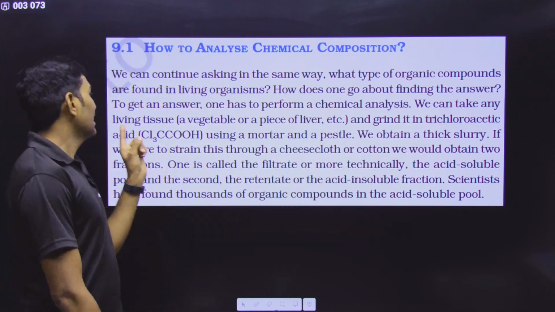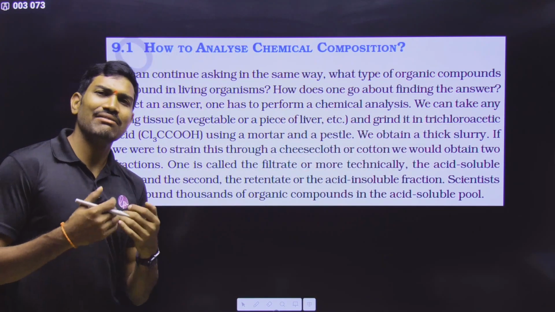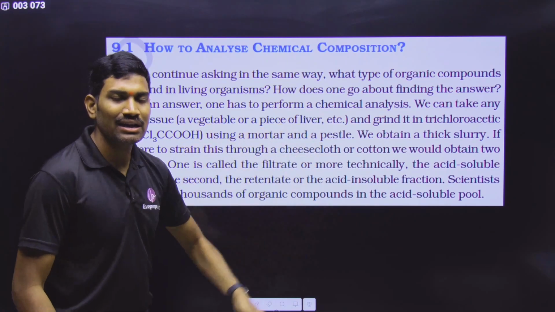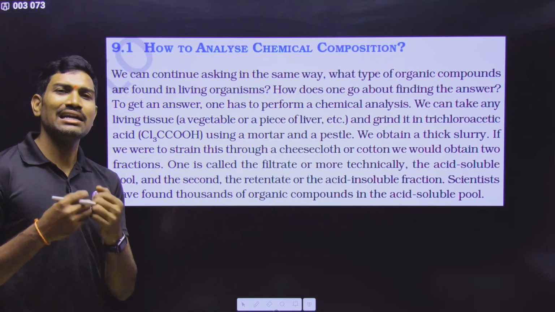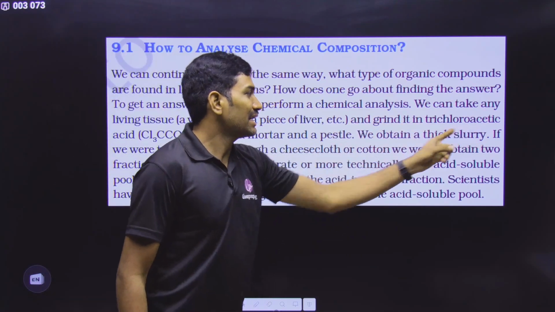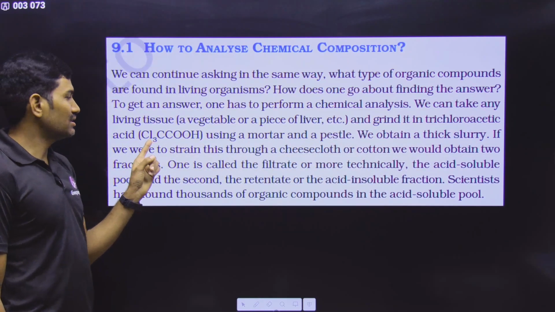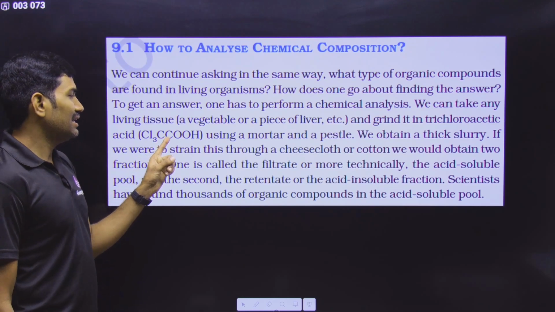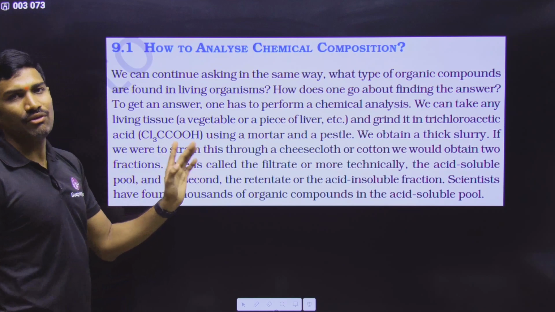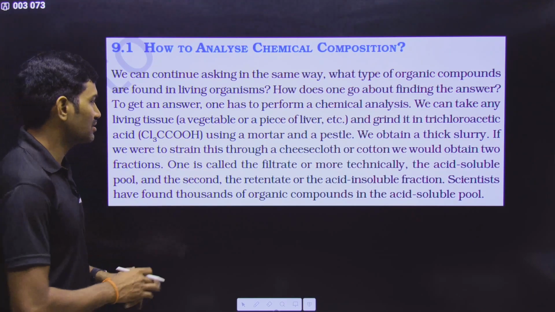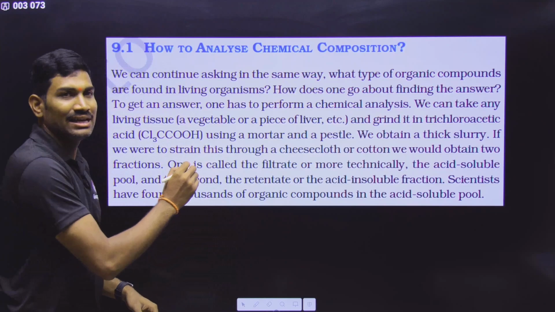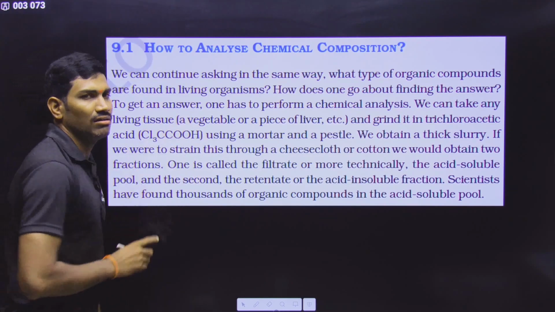We can take any living tissue. It may be a vegetable or a piece of liver or anything you can take. Any living tissue you can take and grind it in trichloroacetic acid, Cl3CCOOH, or simply you can write CCl3COOH. Like this you can easily pronounce this. And this is a polar solvent. Underline trichloroacetic acid and write that it is a polar solvent.